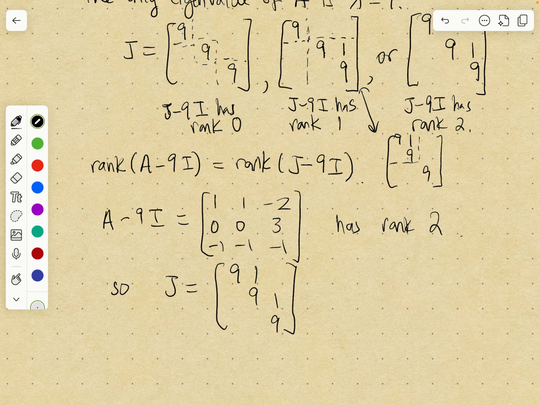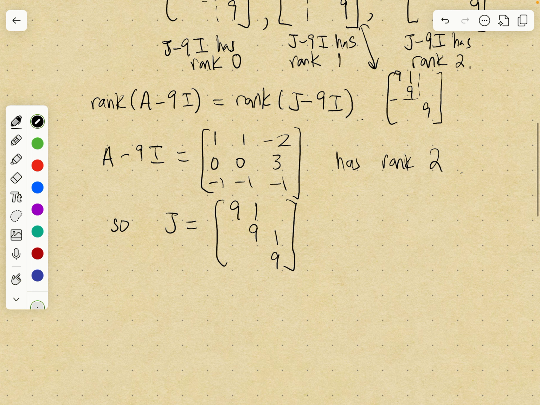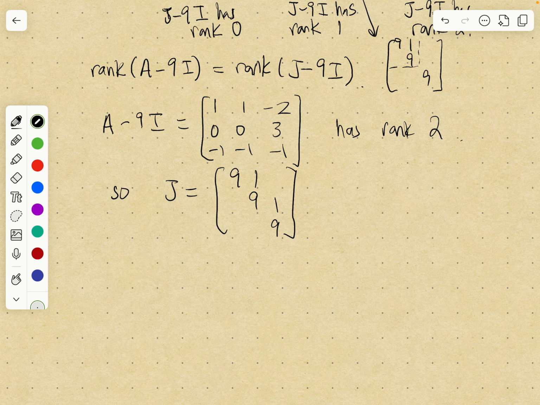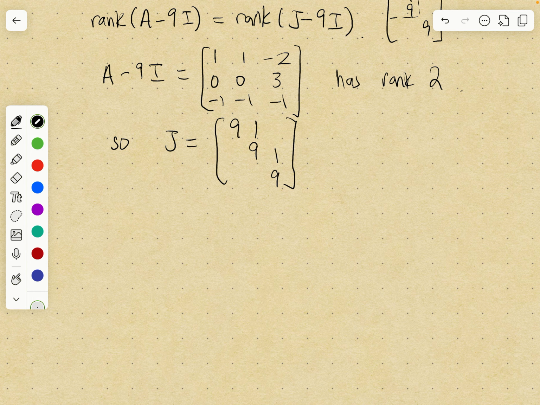By the way, some books put the ones directly below the diagonal instead of above. But I think it's more typical to write the ones above. Okay, so that's J. And now we need to find P. That makes A equal to P times J times P inverse.